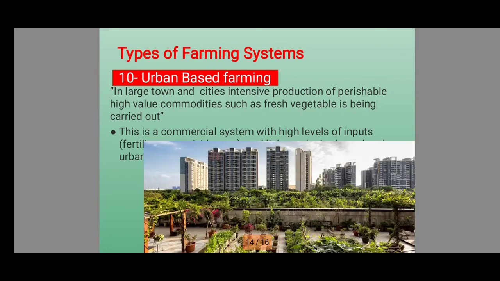And next is urban-based farming. In large towns and cities, intensive production of high value commodities such as fresh vegetables is being carried out. This is a commercial system with a high level of inputs.